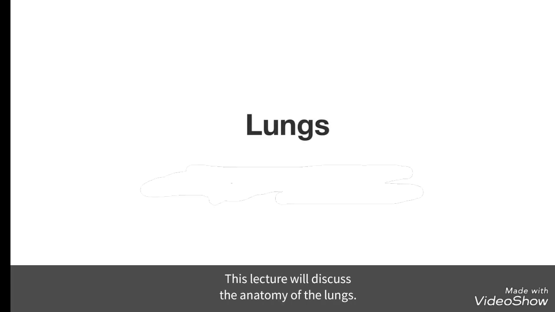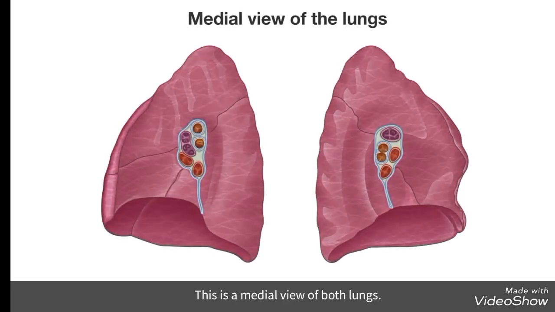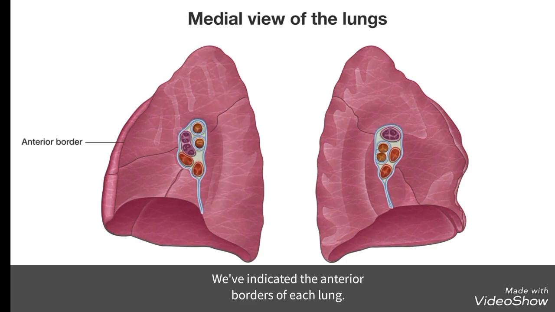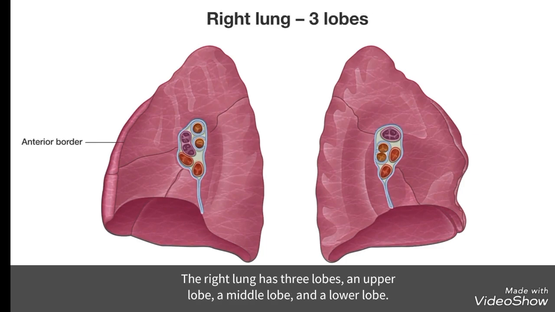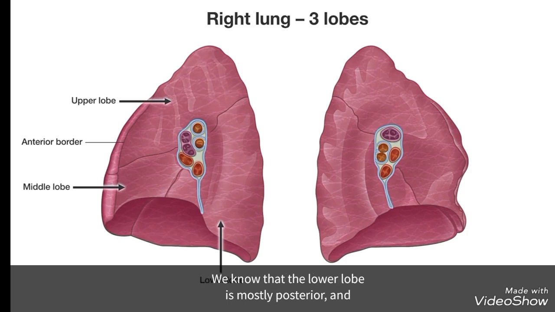This lecture will discuss the anatomy of the lungs. This is a medial view of both lungs. We've indicated the anterior borders of each lung. The right lung has three lobes, an upper lobe, a middle lobe, and a lower lobe. We note that the lower lobe is mostly posterior, and the upper and middle lobes are mostly anterior.